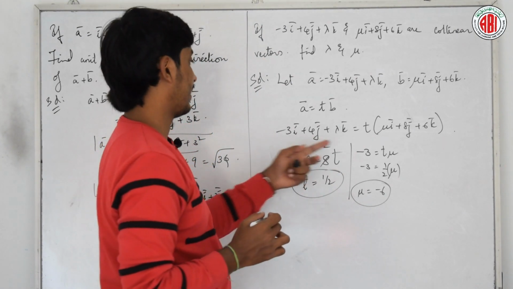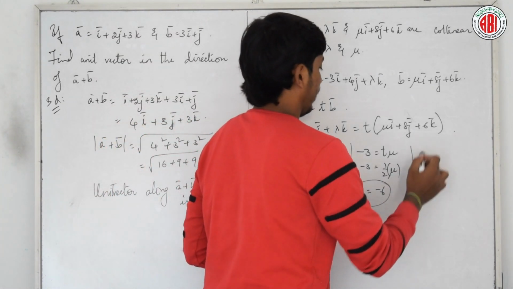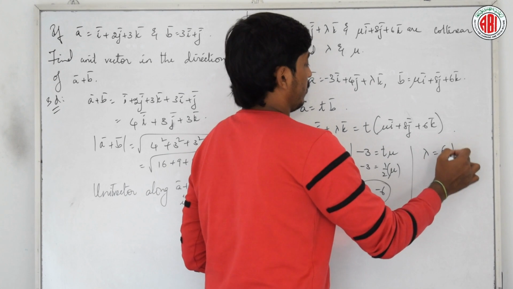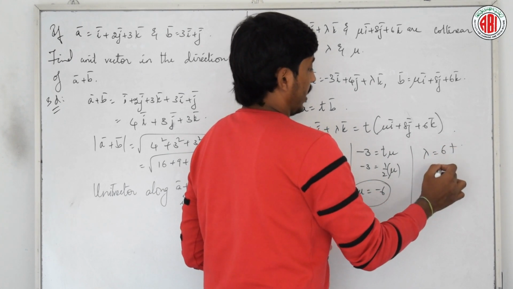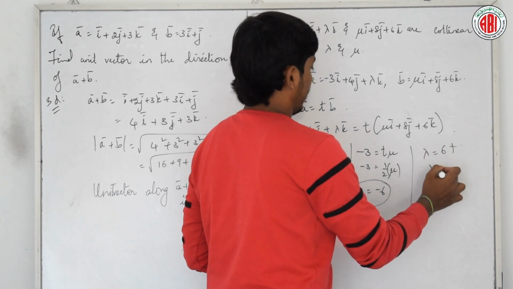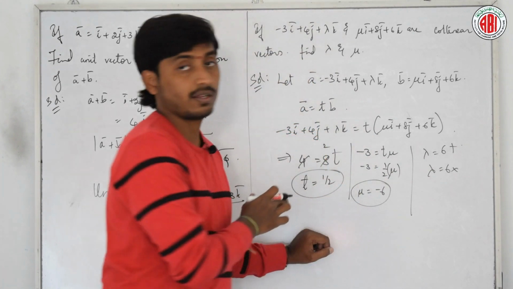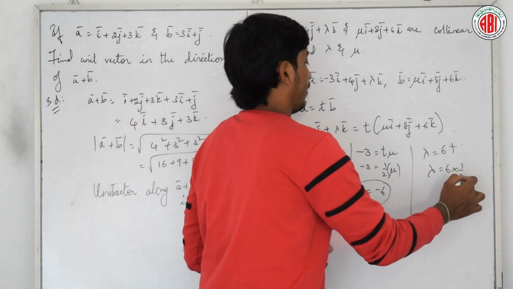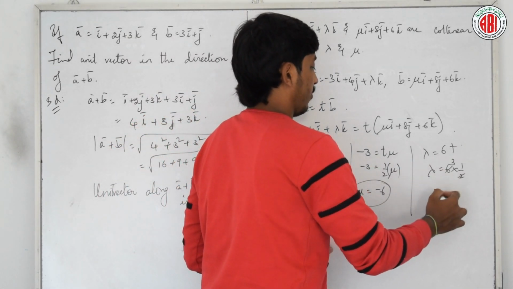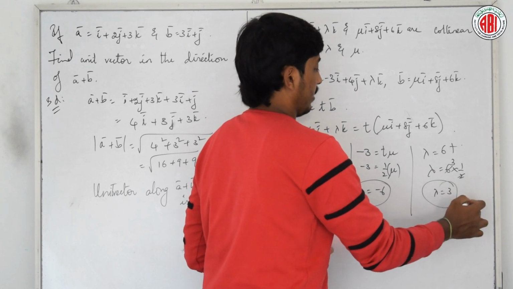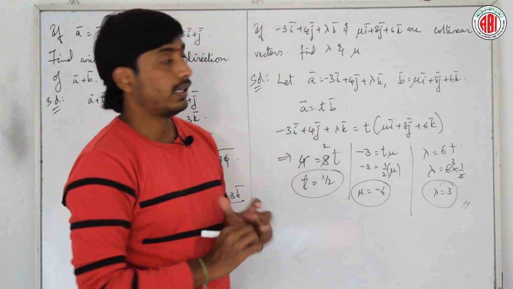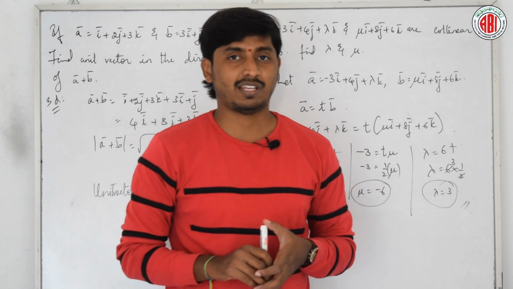Clear? Next, the lambda value. Here lambda is equal to 6t. What is t? 1 by 2. 6 into 1 by 2 is 3. Therefore lambda is 3. Clear? Is it easy to solve? Shall we go to the next problem?